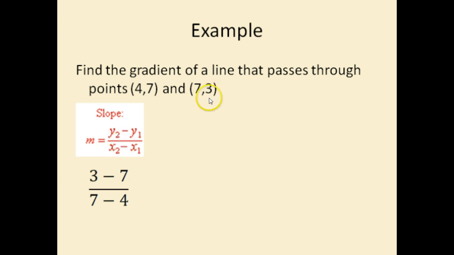So y2 is 3, y1 is 7, and x2 is 7, and x1 is 4. And that gives me the answer of minus 4 over 3. And that's how we use the gradient formula.